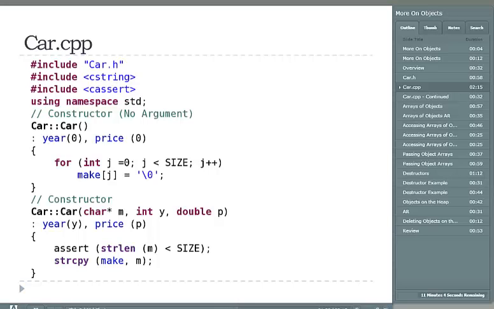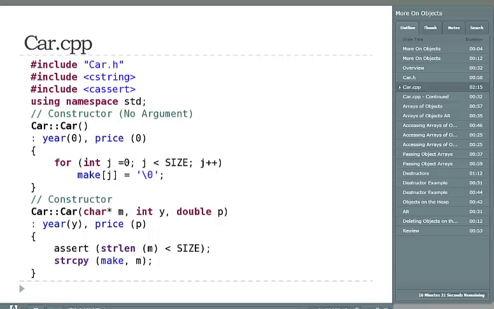In the next line, year and price are initialized in the member initialization list, which begins with the colon at the beginning of the line. Since the initialization for make is more complicated, it has to be placed inside the body of the constructor. In this case, each element of the array is initialized to a null terminating character. And now the second constructor takes arguments and initializes year with y and price with p.